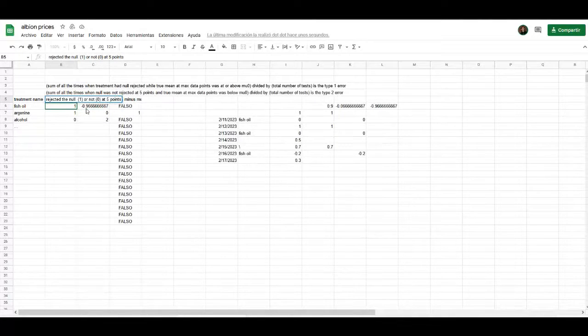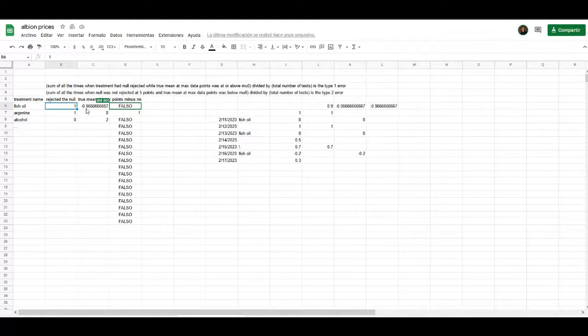So here we rejected it, and it was correct, because we rejected the null hypothesis, meaning that we accept the alternative hypothesis that fish oil is healthy. And when we use all the points, we see that fish oil is actually healthy. And then here I have an equation that will basically count them.